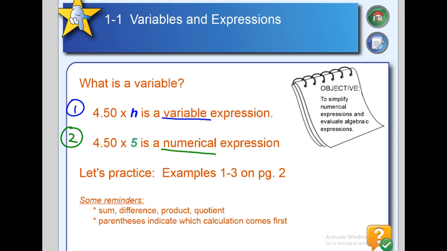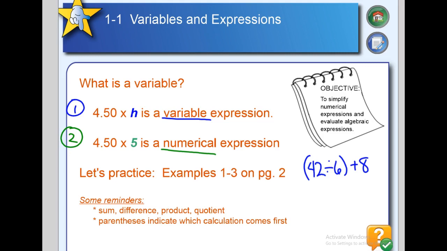If we look at example 1, it looks like this. Mrs. Burton's going to write them over here to the side. We have 42 divided by 6 plus 8. Now, would we call this a variable expression or a numerical expression? That's right. This is a numerical expression. There's no variables in there.